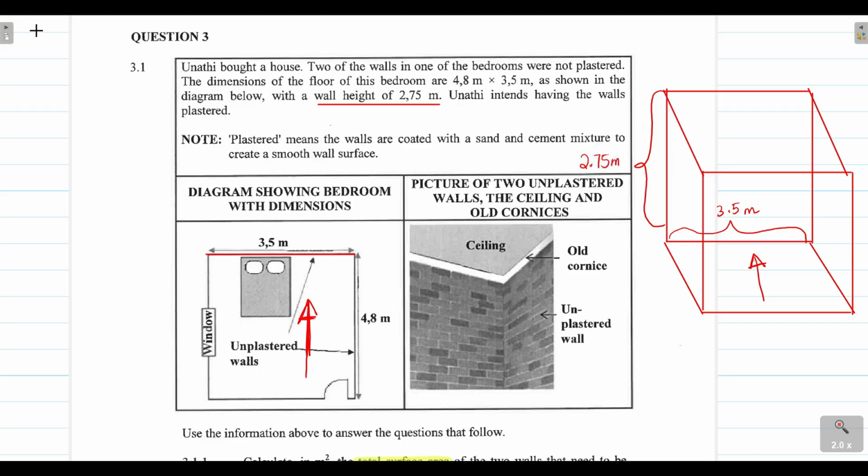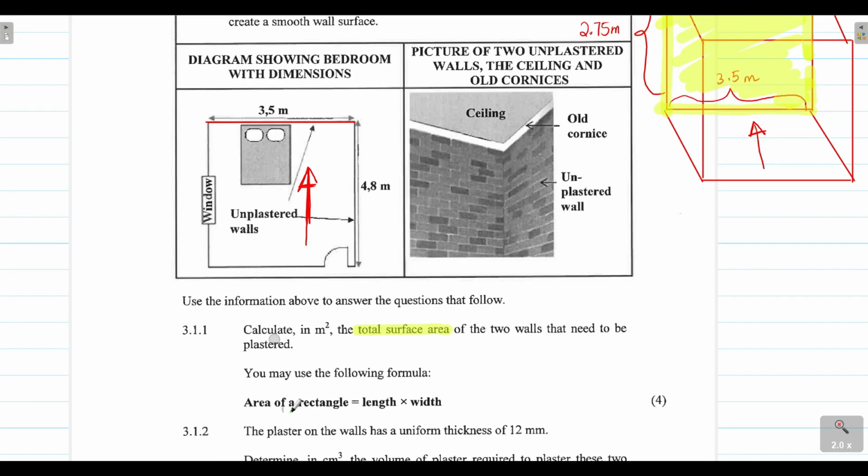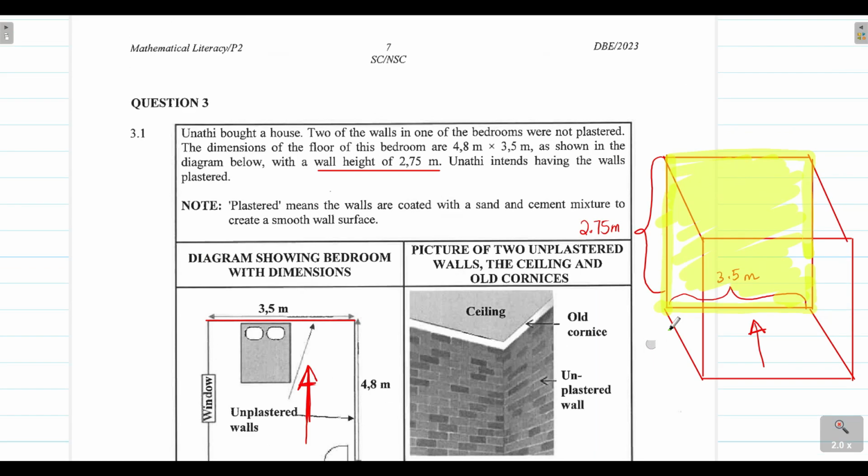Right now what we're trying to determine is the area of this wall, the area of this surface. To determine the area of this rectangular surface, you just use the formula that has been given to us: length times width. What would be our length? It will be 3.5 meters multiplied by our width, 2.75 meters. That is the area of wall number 1. I'll write this as wall number 1.